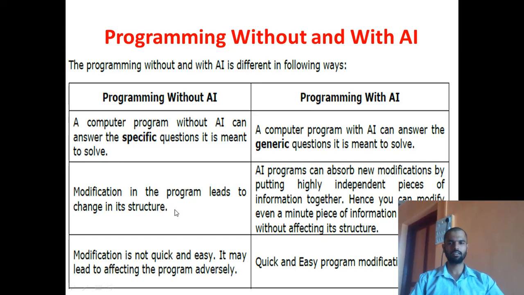Second difference is that modification in the programs leads to change in its structure. And if we talk about programming with AI, programs can absorb new modifications by putting highly independent pieces of information together. Third difference is that modification is not quick and easy, whereas in programming with AI, quick and easy program modifications are there.